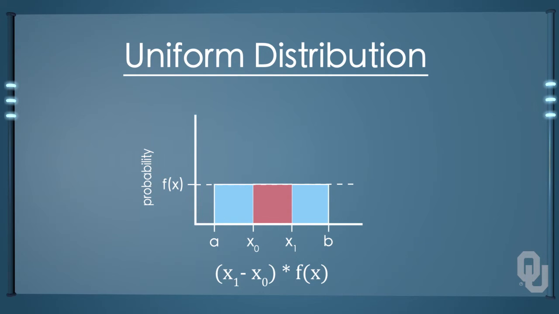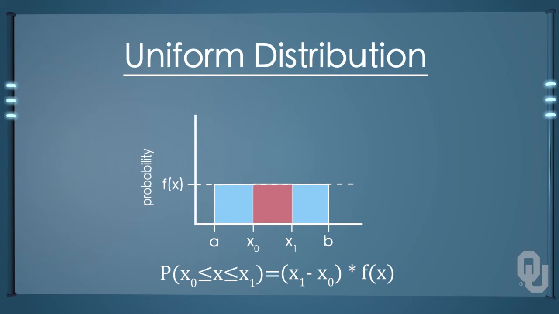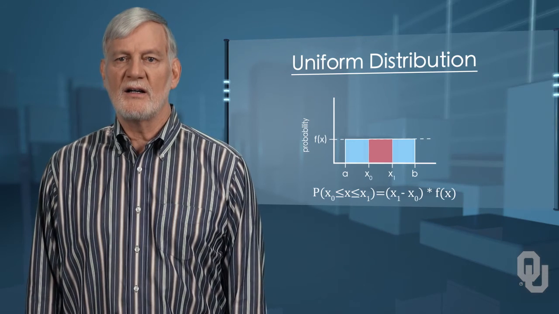This would be the probability that x fell between x0 and x1, as indicated by the mathematical statement, probability x0 is less than or equal to x is less than or equal to x1 equals x1 minus x0 times f of x, and shows as a shaded area on the graph.